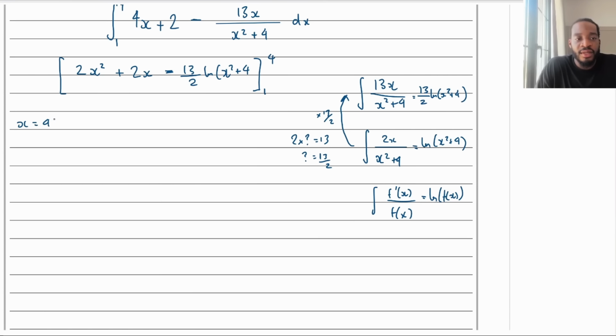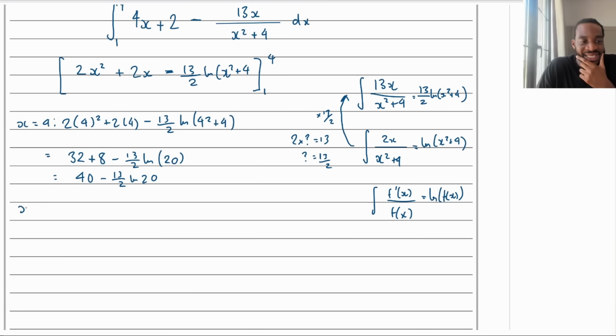Let's do that here. That's going to be 2 lots of 4 squared plus 2 lots of 4 minus 13 over 2 ln of 4 squared plus 4. What is that going to be? 4 squared is 16. 16 times 2 is 32. So it'll be 32 plus 2 times 4 is 8. And then minus 13 over 2 ln of 4 squared is 16. Add 4, that's 20. And then we can just say that this is going to be 40 minus 13 over 2 ln of 20. That is the upper limit.